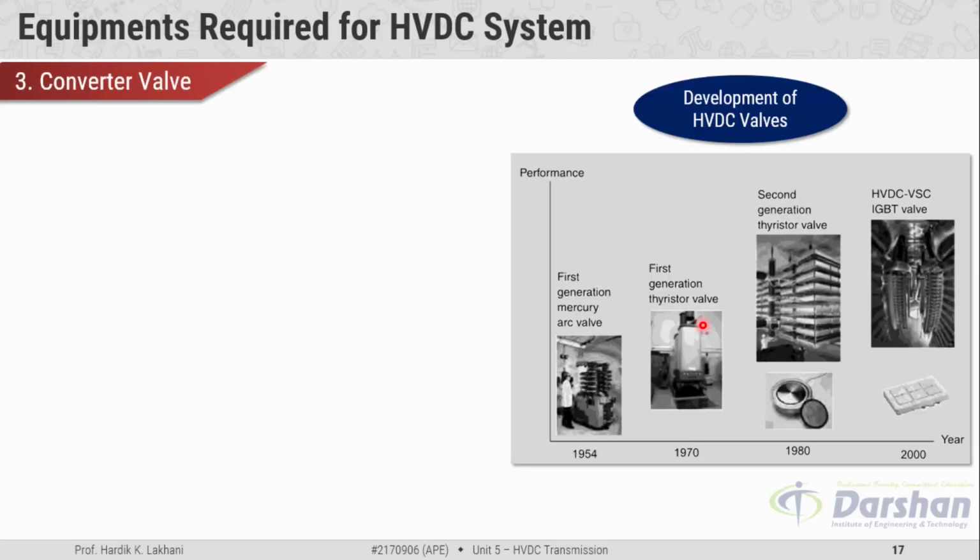Converter valve. Development of the HVDC valve, you can see that the first generation mercury arc valve, the size of that valve is approximately 5 to 7 feet, and which was used in 1954, and by the 2000 you can see that HVDC voltage source converter IGBT valves. The size is very small and the ratings are very high.